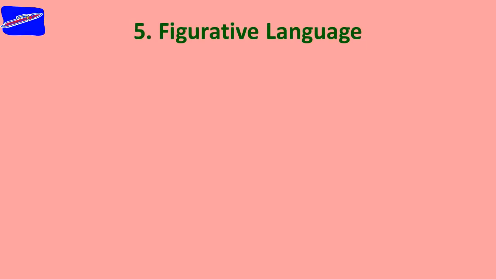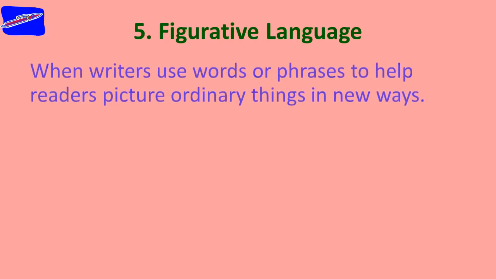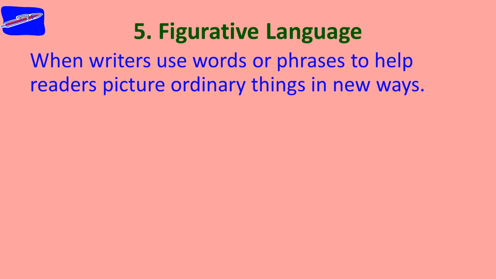The last element of poetry is something we spent some time discussing earlier, and that's figurative language. In one of our previous video lessons, we defined figurative language as when writers use words or phrases to help readers picture ordinary things in new ways. It's the opposite of literal language, so figurative language devices aren't meant to be taken literally. Now, we've already spent a ton of time in class talking about figurative language, so we won't retread that here. The important thing to keep in mind is that you'll often find figurative language in poems.